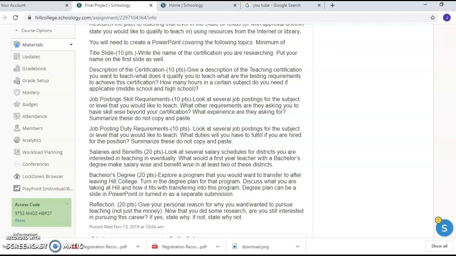Okay, so the very first thing is you must have a title page or a title slide on what certification you are researching. So you are going to research the certification that you are trying to obtain. So are you trying to obtain an elementary degree? If you're wanting to teach elementary school, you would either be going for an EC6 ESL or an EC3 ESL. Everybody pretty much in the state of Texas has ESL now tacked on to their elementary degrees.